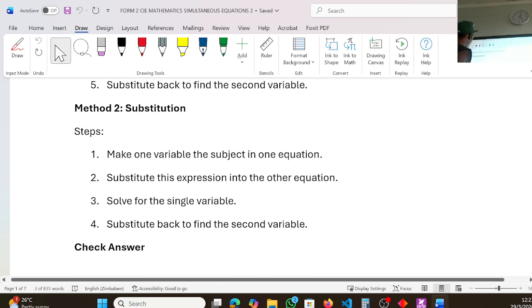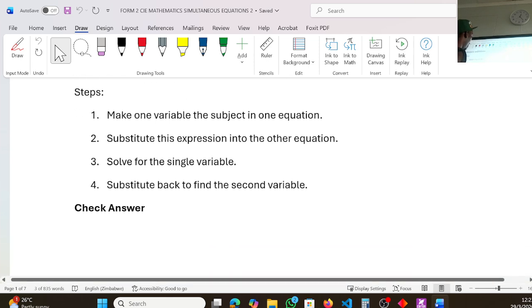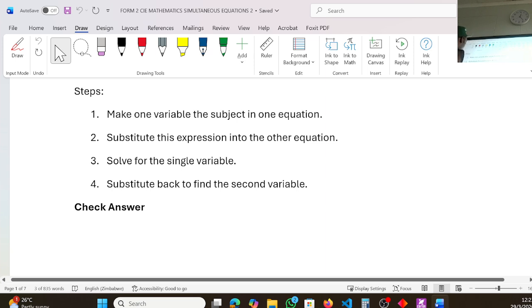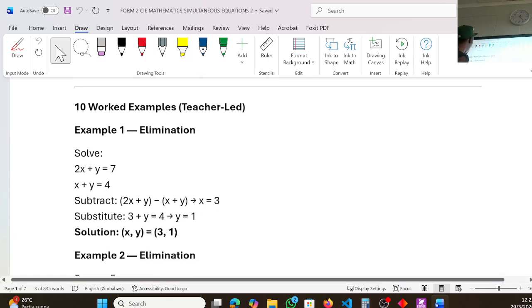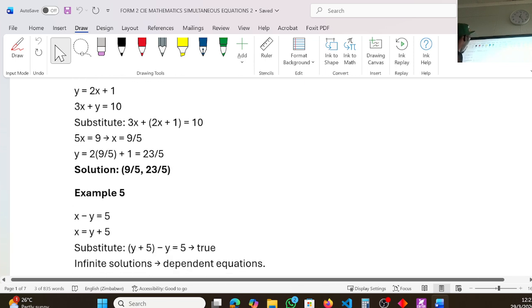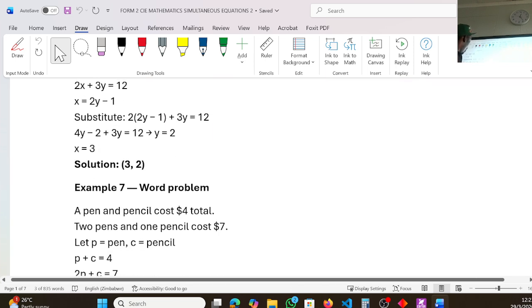So method two is substitution. When we make one variable the subject in one equation, substituting the expression, then solve for the single variable. Substitute back to find the second variable. Check our answer. So all this we will look at in detail as we solve the problems. Here are a bit of examples. Don't worry about them.